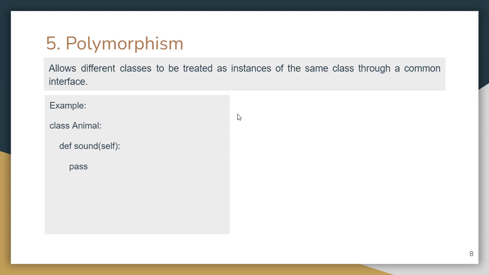Let's see an example. Here you can see a base class, Animal. Inside the Animal class there is a function sound, where self means the current object, and we are not defining the sound function completely here. We just pass it using the pass keyword.